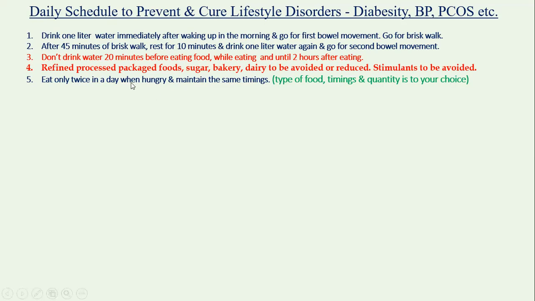Now, what you do, switch over. Suppose you find ways and means depending on your workload, your convenience, you decide. So the best thing would be if you're able to have your first meal between 11 to 1 o'clock, and the second meal between 6 to 8 o'clock. You decide based on your conveniences. Type of food, timings, and quantity is your choice, your convenience, right?